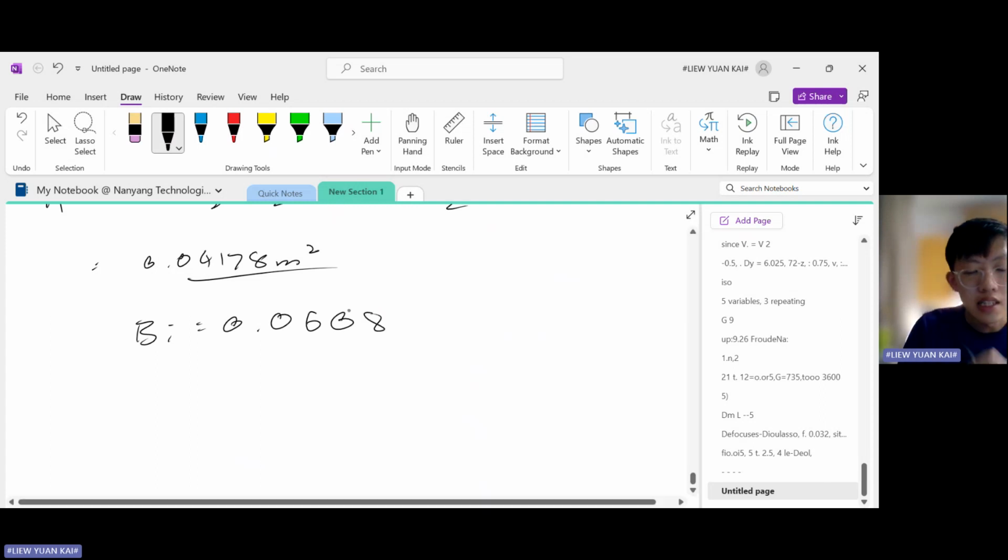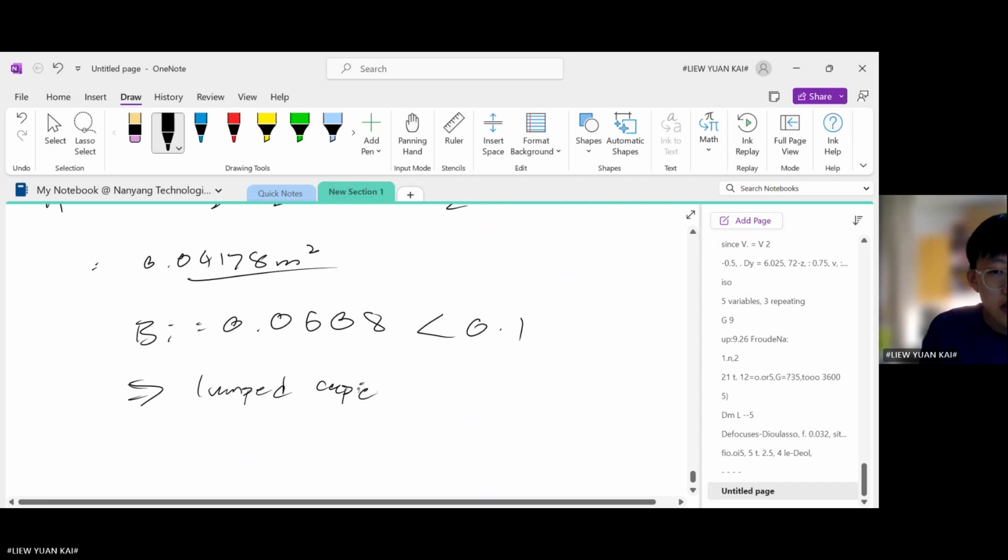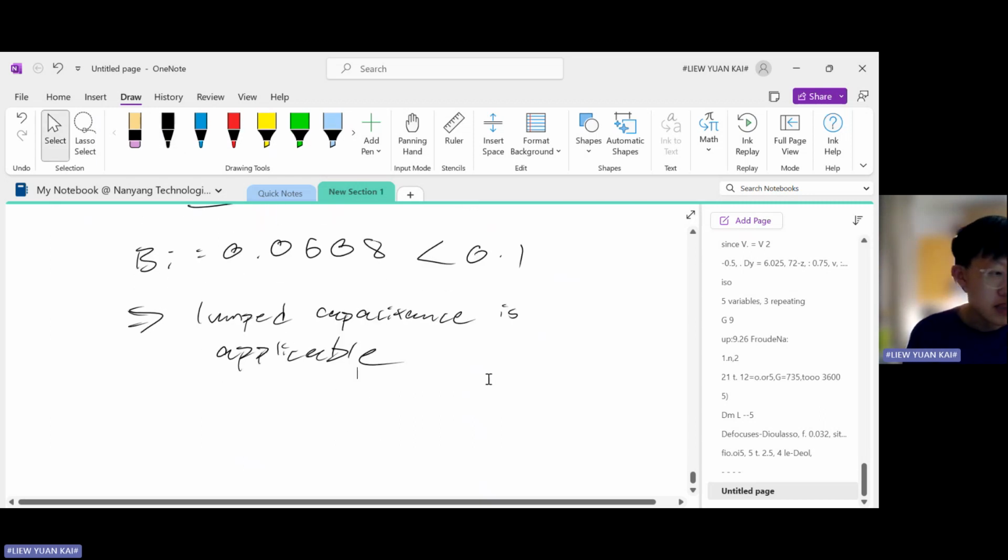Now examine this. We calculated that our Biot number is 0.0608. Ask yourself, is this less than 0.1? And the answer is yes, this is less than 0.1. Meaning to say it passes the test. So that means lumped capacitance is applicable. The formulas that we've created for lumped capacitance are applicable.